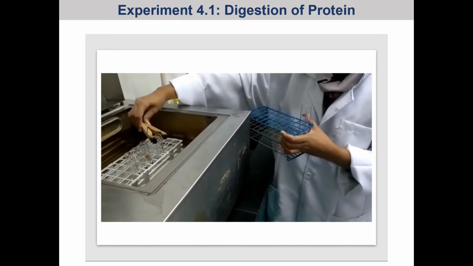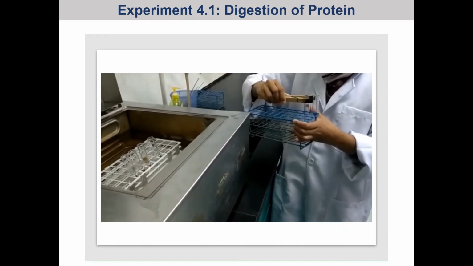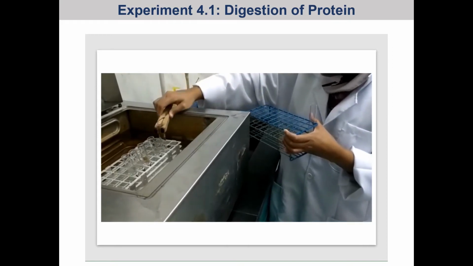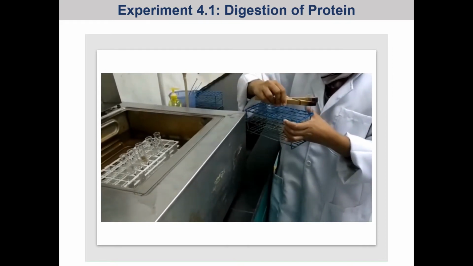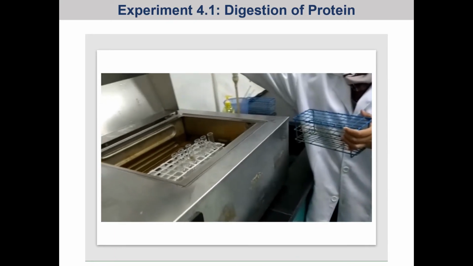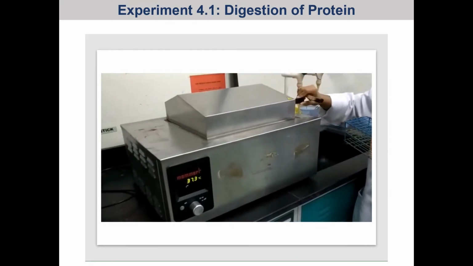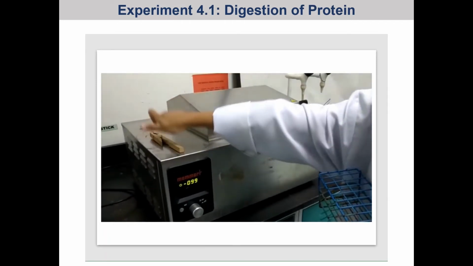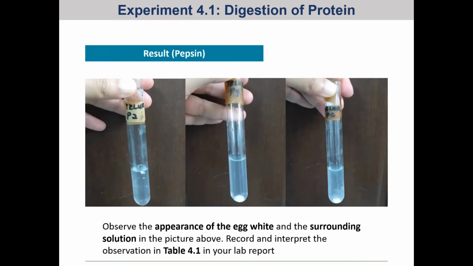Next, put all of the test tubes inside the water bath carefully using tongs and leave for 1 to 2 hours. After 1 to 2 hours, take out all the test tubes from the water bath and observe the appearance of egg white and the surrounding solution. Then, record and interpret the observation in table 4.1 in the lab report.